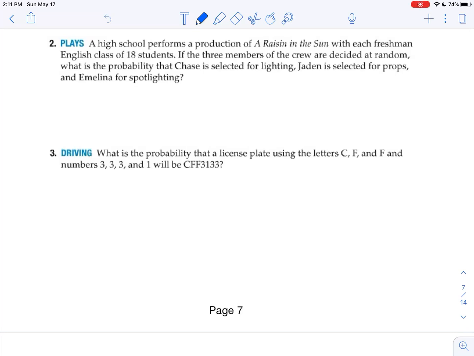In the second example for permutation, a high school performs a production of A Raisin in the Sun with each freshman English class of 18 students. If 3 members of the crew are decided at random, what is the probability that Chase is selected for lighting, Jaden is selected for props, and Emelina for spotlighting?